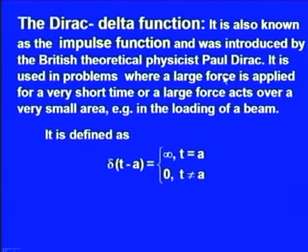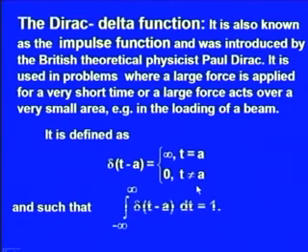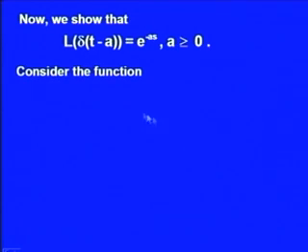And because of its nature, it is defined as delta t minus a is equal to infinity at t equal to a and 0 when t is not equal to a. Further, the integral of delta t minus a over the interval minus infinity to infinity is defined as equal to 1. We are going to show that the Laplace transform of delta t minus a exists and is equal to e to the power minus as for all a greater than or equal to 0.